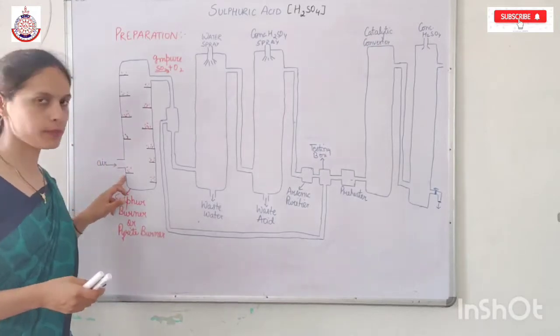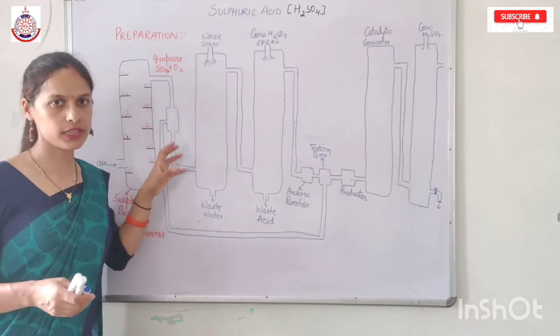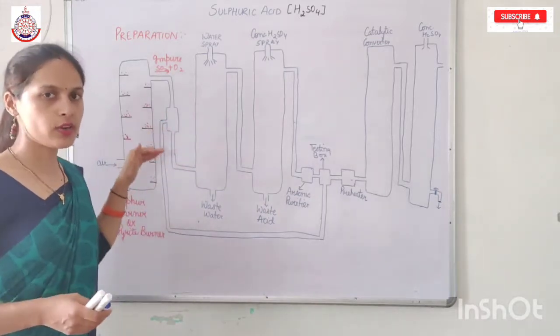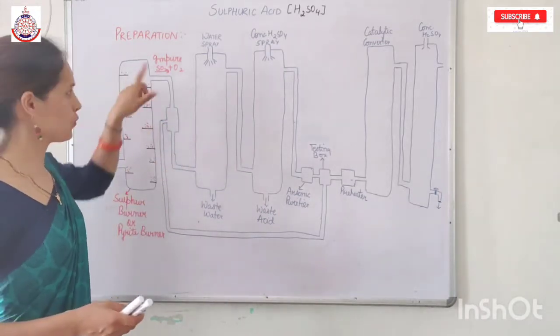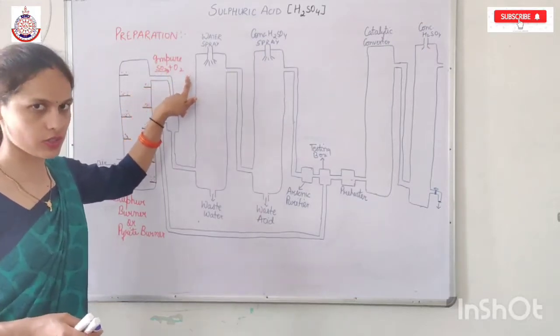So from here we are supplying air. In this chamber we have either the sulfur or the sulfide ores. Sulfide ore or sulfur reacts with the air to form impure sulfur dioxide plus oxygen.